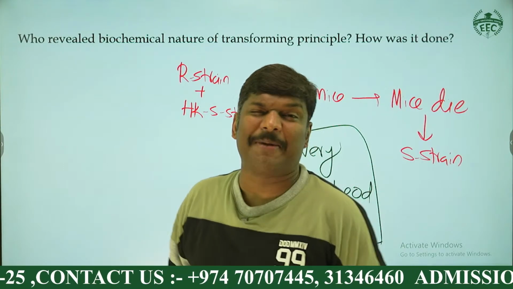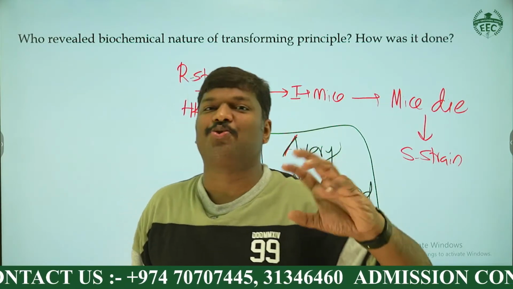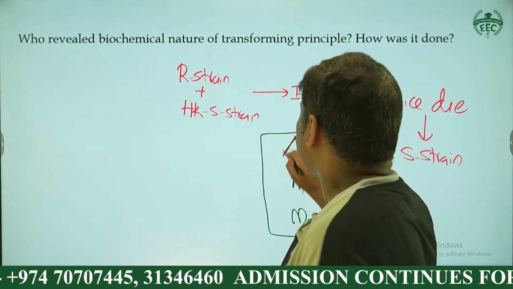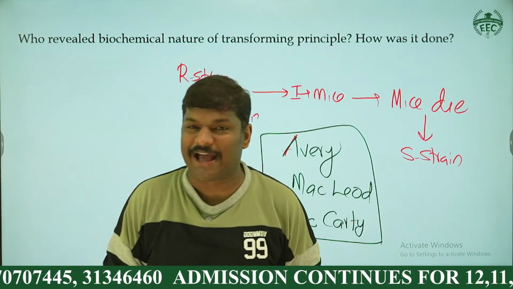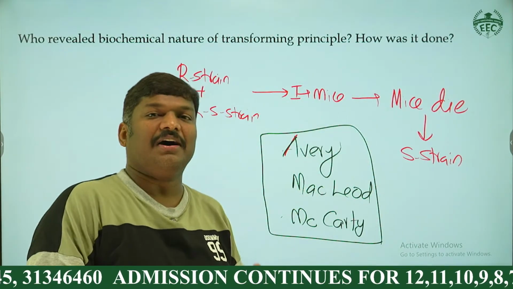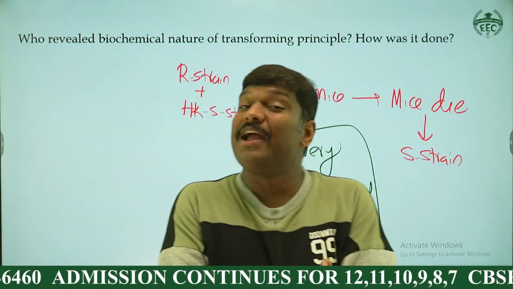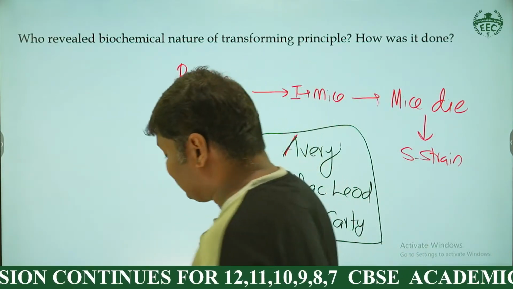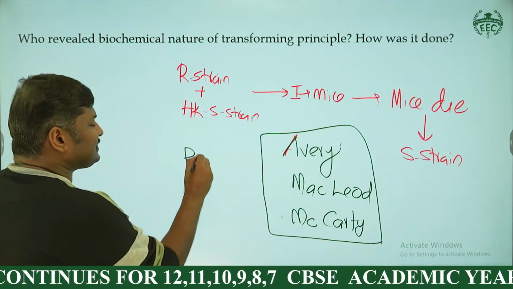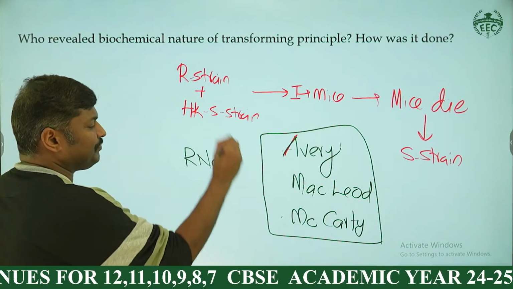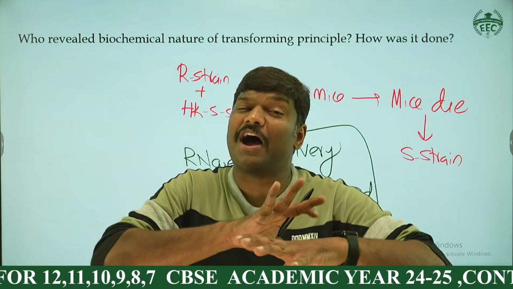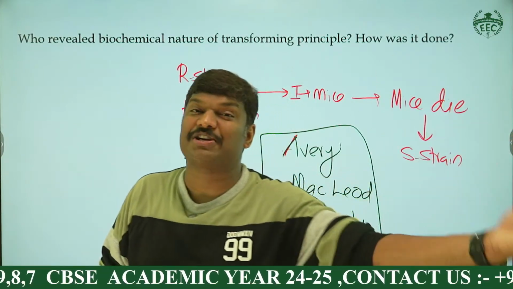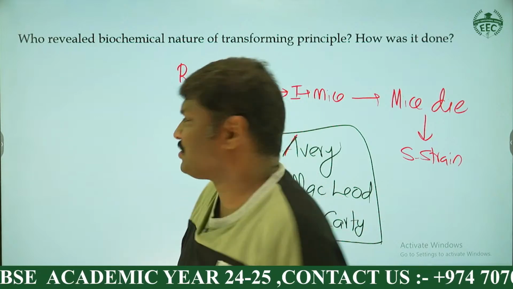Avery, MacLeod, and McCarthy were the three scientists who gave the experimental proof. So who revealed the biochemical nature? The three scientists Avery, MacLeod, and McCarthy revealed the biochemical characterization. So you have to write what that method actually is. They used one enzyme, RNase. When they used RNase, all the RNA was completely digested, but transformation occurred. Transformation occurred means RNA is not the genetic material.